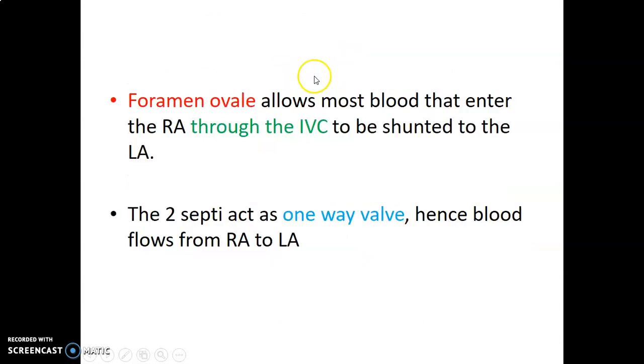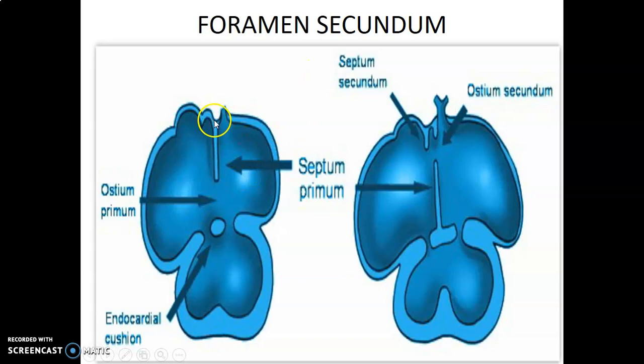And we said that from the roof of the developing heart, there's a septum that grows downwards. That's the primary septum. It's the first one. That is the septum primum. And it grows towards the endocardial cushion. But before it gets to the endocardial cushion, there's a space. That's the ostium or foramen primum. So it keeps growing to get to the endocardial cushion.